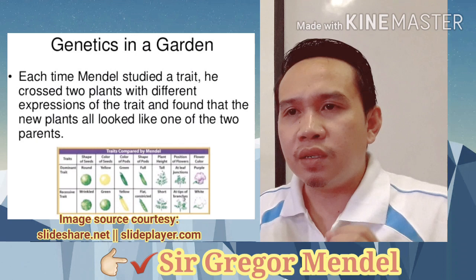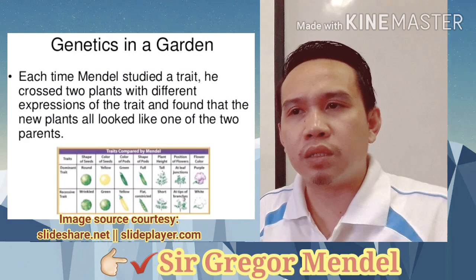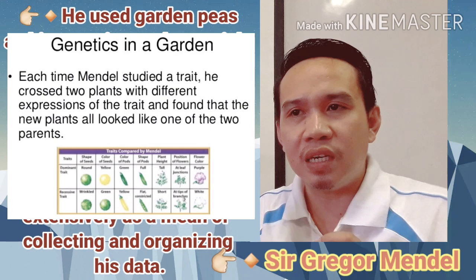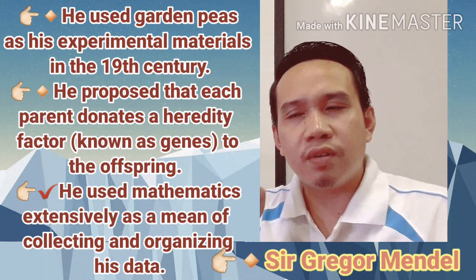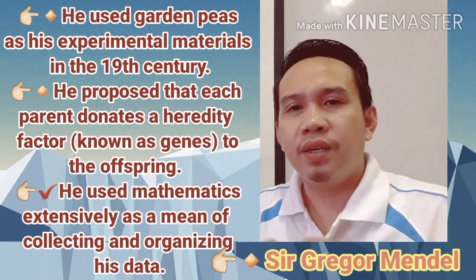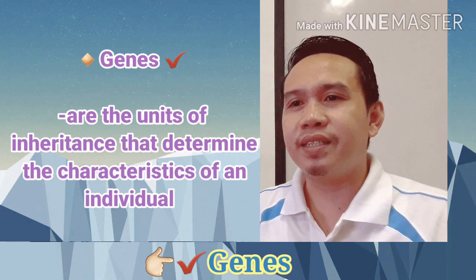He used the garden peas as his experiment materials in the 19th century. He proposed that each parent donates a heredity factor, now known as genes, to the offspring. He used mathematics extensively as a means of collecting and organizing his data. Alright? Heredity is controlled by genes. What are genes? Genes are the units of inheritance that determine the characteristics of an individual.